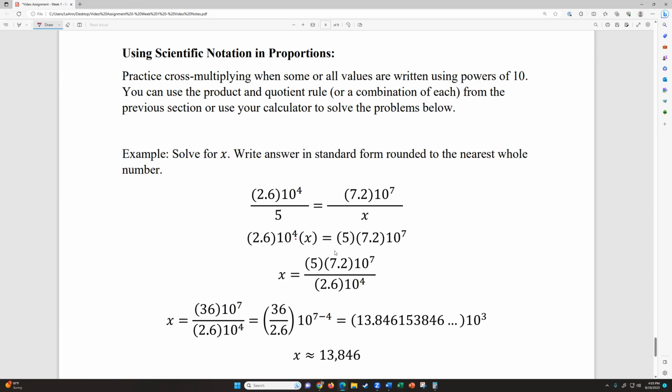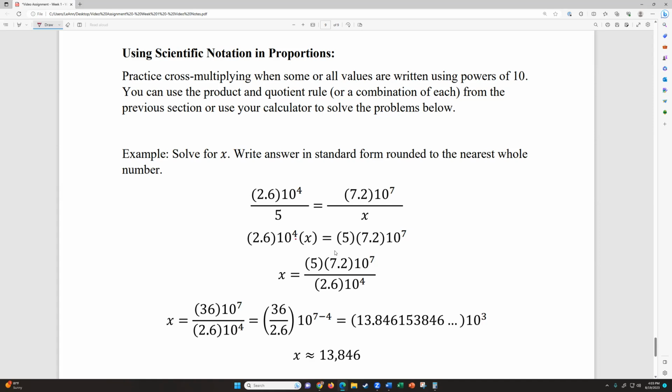You can go ahead and multiply the 5 and the 7.2 together since they're both just regular numbers here. So that would give me actually 36. It comes out nicely. Times 10 to the 7th over 2.6 times 10 to the 4th. And when we do division with scientific notation, we divide the portions that are out front before the powers of 10. So 36 divided by 2.6. And we learned in our first class session that we subtract those exponents. When you have two bases that match and you're dividing, we subtract the exponents. So that's where I got the 10 to the 7 minus 4.